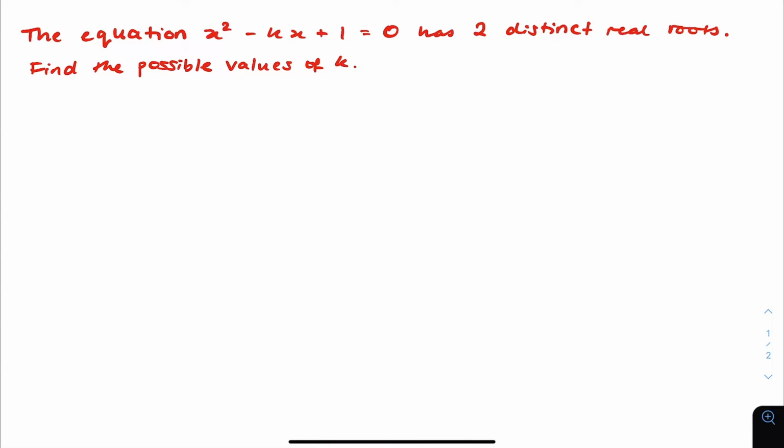Okay, so we're told that the equation x squared minus kx plus 1 is equal to 0 has two distinct real roots, and we have to find the possible values of k. So this is an example of a discriminant question.